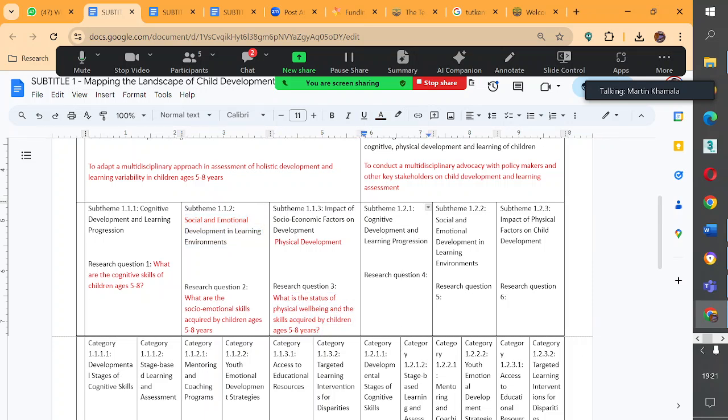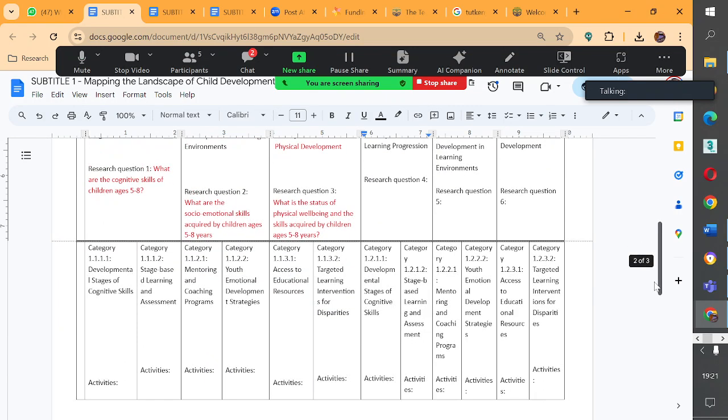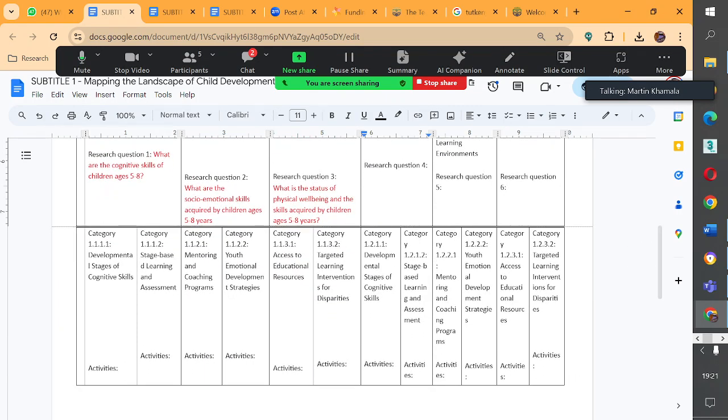All right. Now, the same should apply here. We have yet to develop these sub-themes. This section is about alignment, really, to the LEVANTE goal. So I suppose these sub-questions or these research questions would be aligned. Under each one of these, for example, if I take the first one, what are the cognitive skills of children ages 5 to 8?